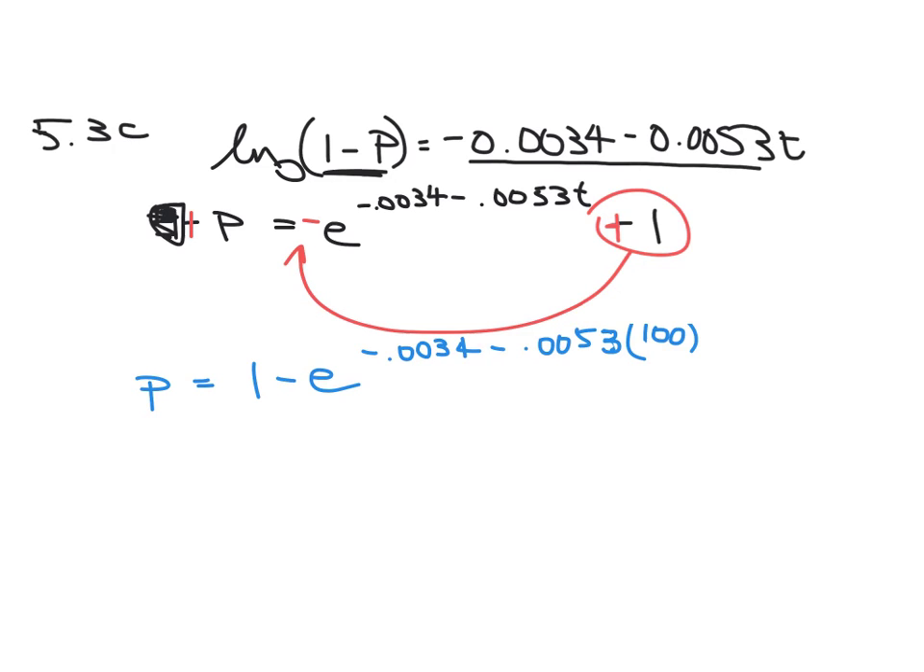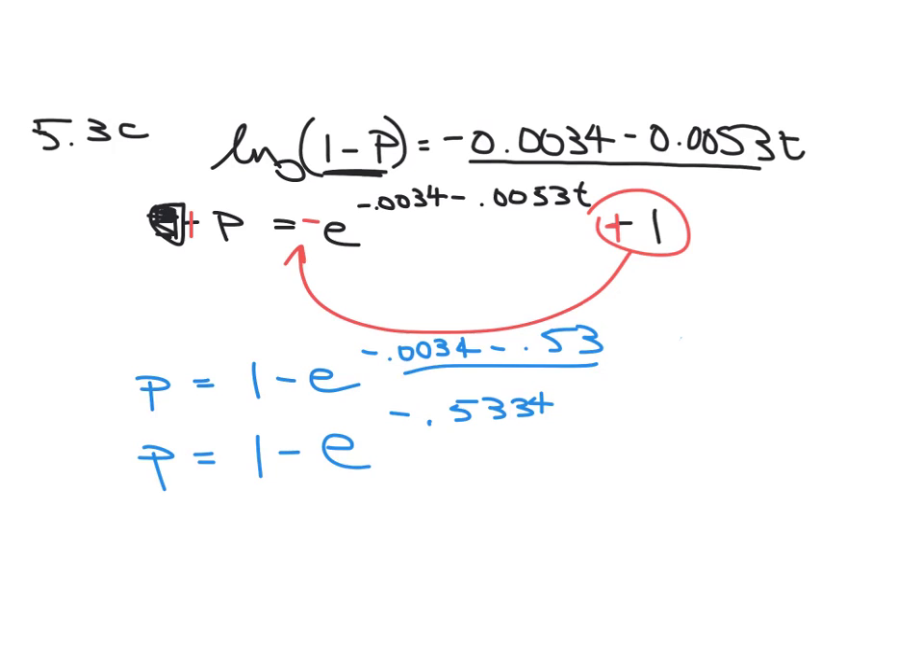Okay, so in blue is what we've got here with the whole formula. When we multiply that by 100, using my handy dandy calculator, we're going to get 0.53, and then when we subtract that, we're going to get 0.0034. We're going to get negative 0.534. So that's what's going on in my exponent.